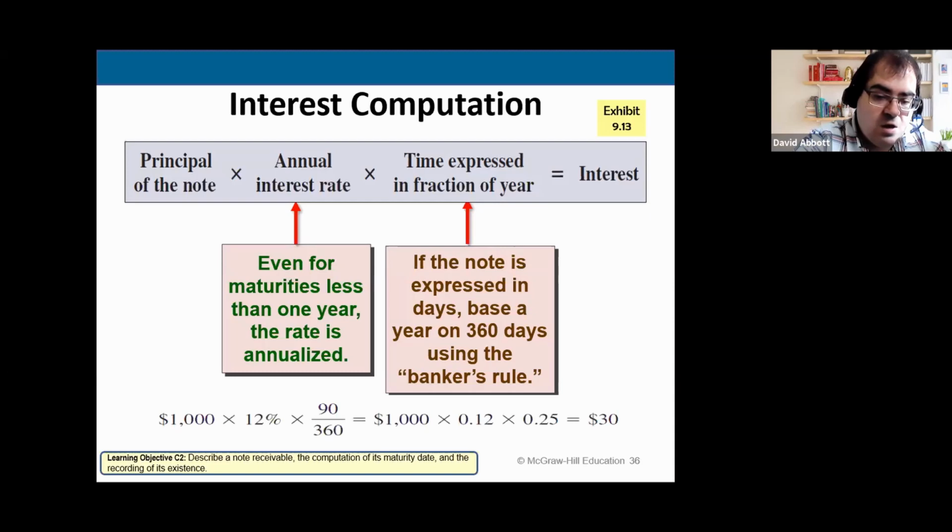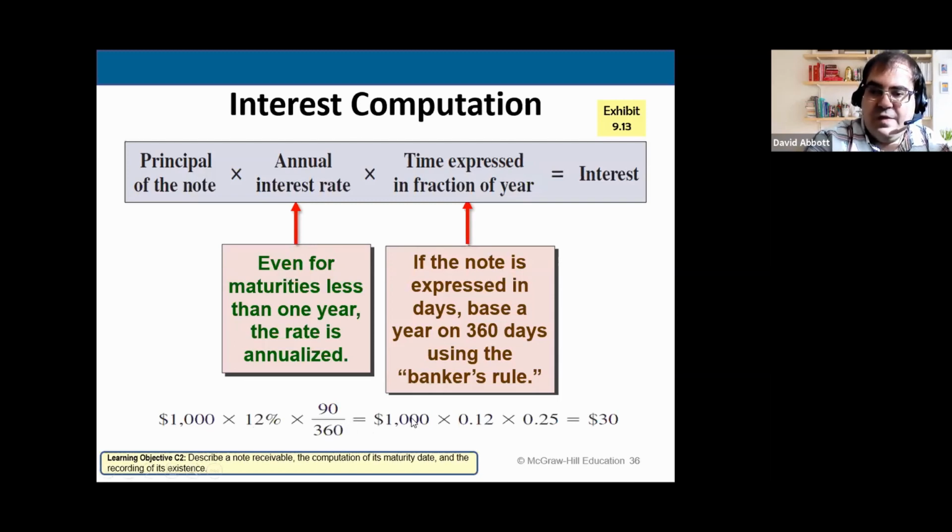Using the promissory note that we saw on the previous slide, where they had a 90-day, 12%, $1,000 note, the interest would be $30. So again, you have the principal amount of the note, in this case $1,000, multiplied by the annual interest rate, which is 12%, multiplied by time, and in this case it would be a fraction of a year, so 90 days. Instead of 365, we're going to divide it by 360.